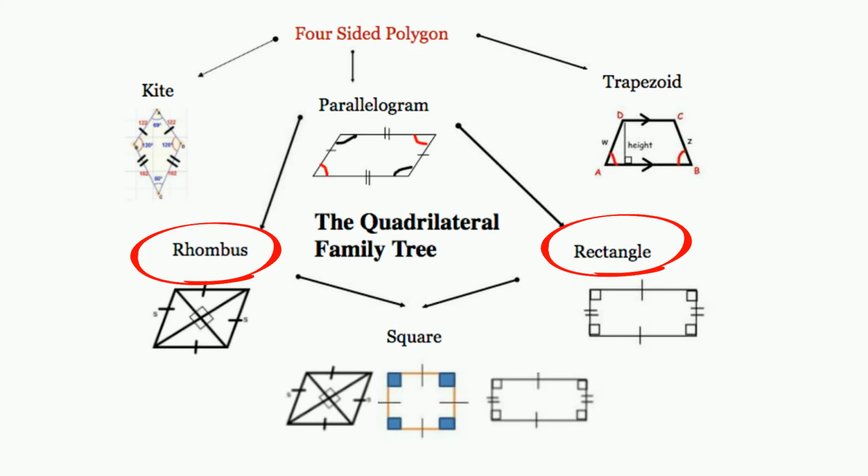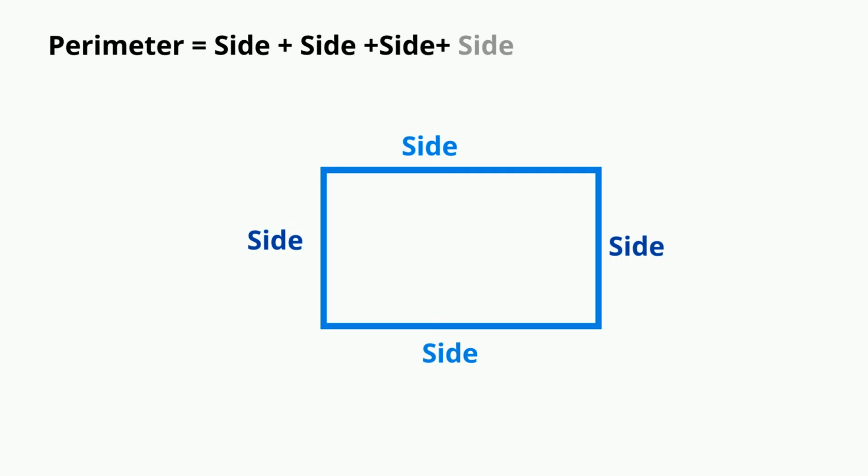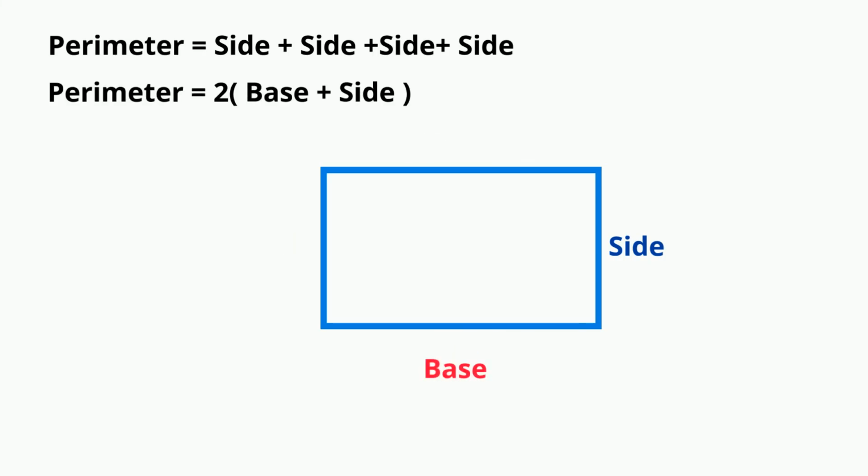The area of a parallelogram can be found using base times the height. And remember, the height is at right angles or perpendicular to the base. So area is base times height. The perimeter of a parallelogram, which is the distance around the edges, you can either add all four sides, or you can use 2 times the base plus the side length.